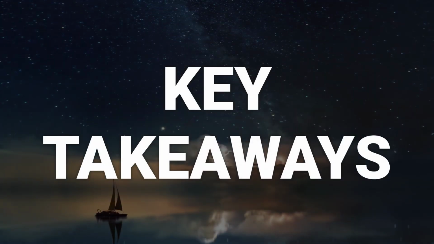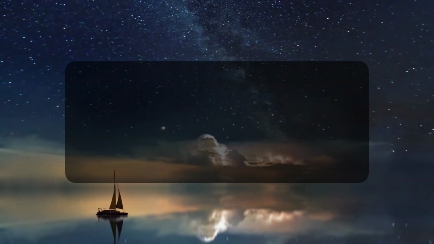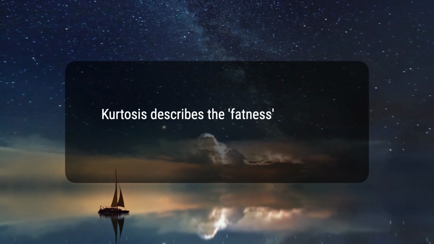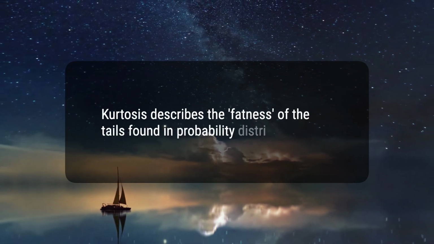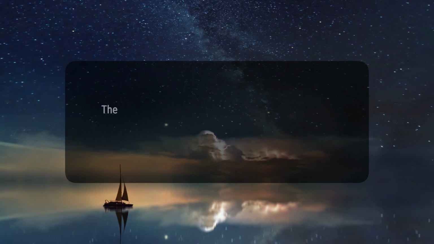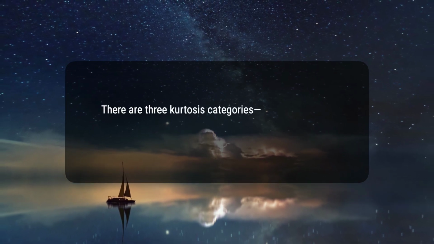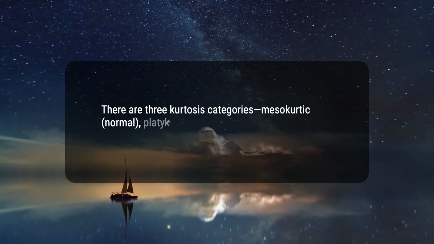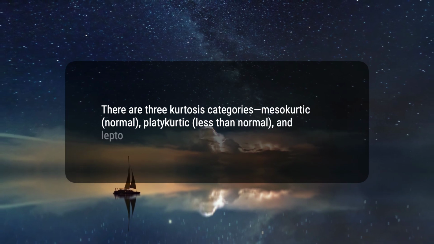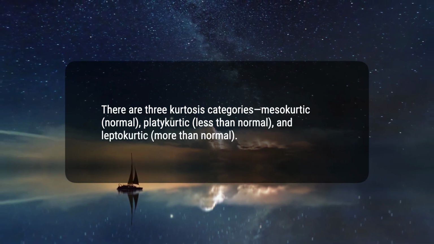Here are 4 key takeaways. 1. Kurtosis describes the fatness of the tails found in probability distributions. 2. There are 3 kurtosis categories: mesokurtic, normal; platykurtic, less than normal; and leptokurtic, more than normal.